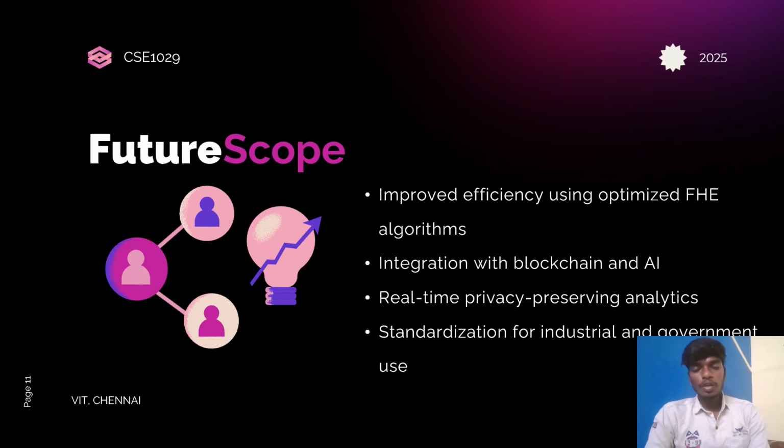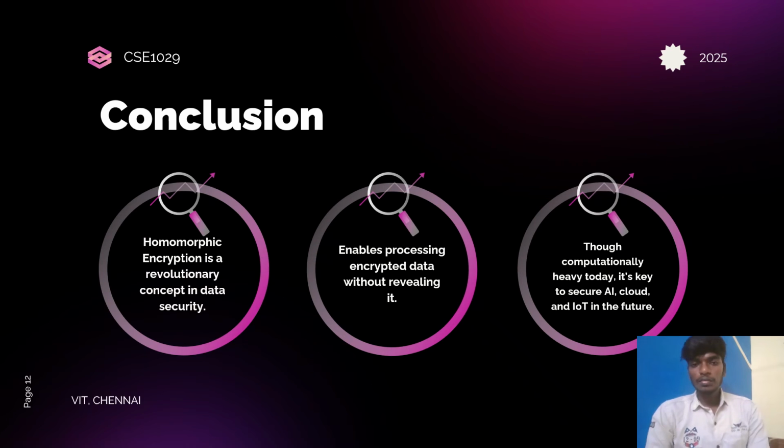Future scopes of homomorphic encryption. We can improve and optimize FHE, thereby increasing the efficiency of the algorithm. Other directions include integration with blockchain and AI, real-time privacy-preserving analytics, and standardization for industrial and government use.